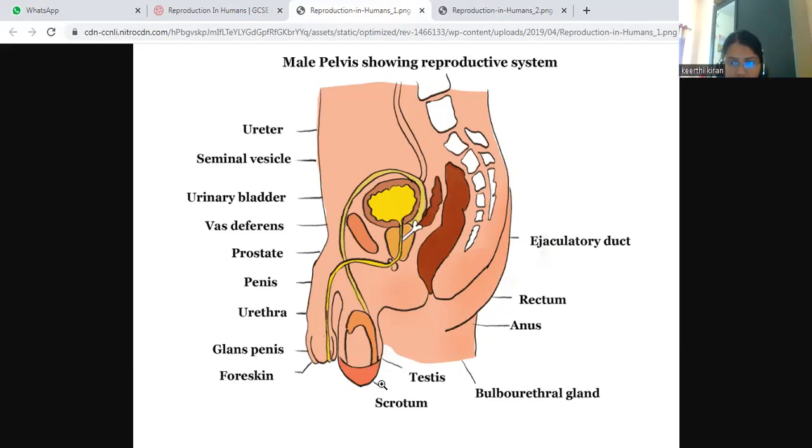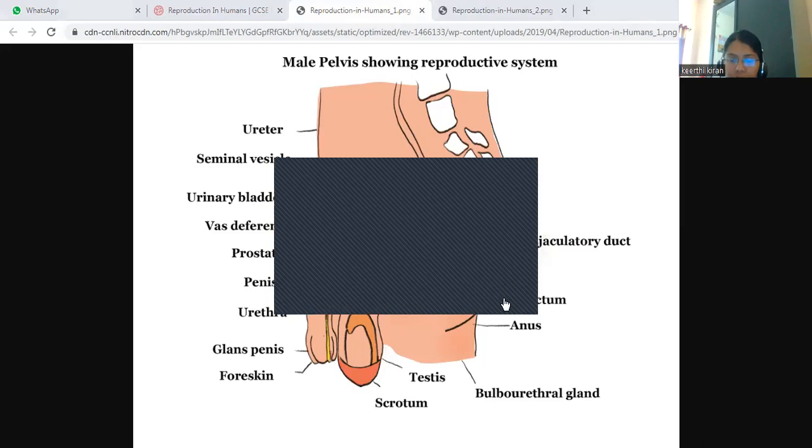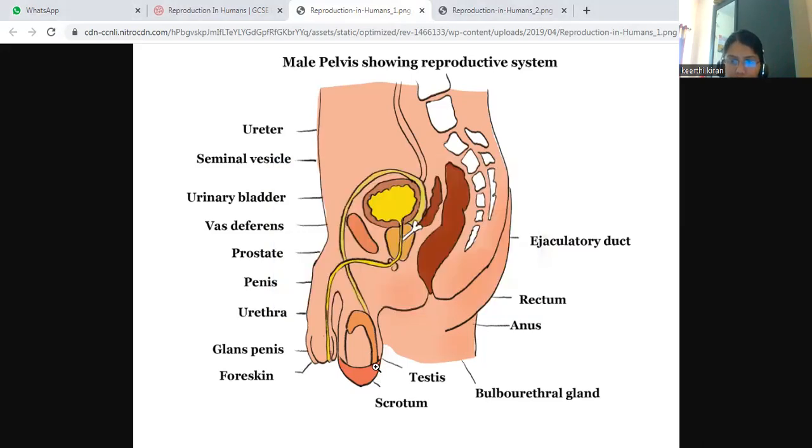The reason for this is that sperm need a low temperature. They are very delicate and can be easily damaged, so they need a very low temperature condition for their formation. That is about the testes. Now about the vas deferens. See here, the vas deferens is adjoined with the urethra, this yellow colored tube. It is a tube coming from the urinary bladder which helps in delivering the sperm to the female body.